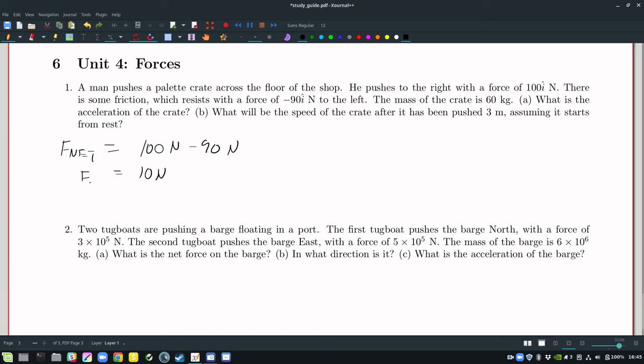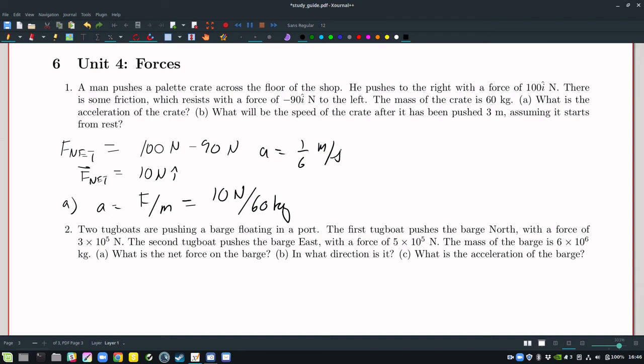We can make that a vector by saying that it's to the right. And then given the mass, we can find the acceleration. So for part A, the acceleration will be F divided by m. So 10 newtons divided by 60 kilograms. So our acceleration will be 1/6 meters per second squared, like this.